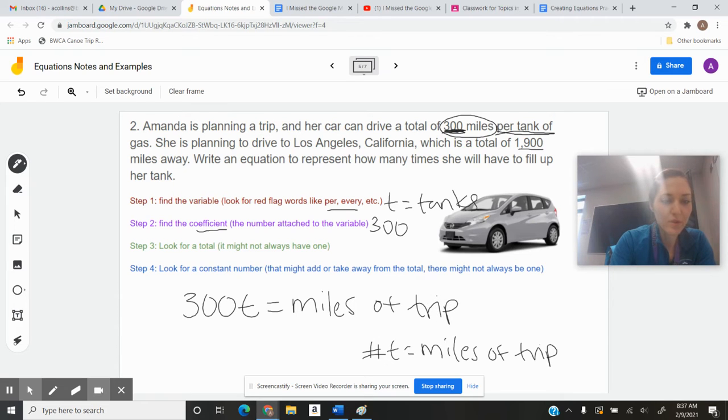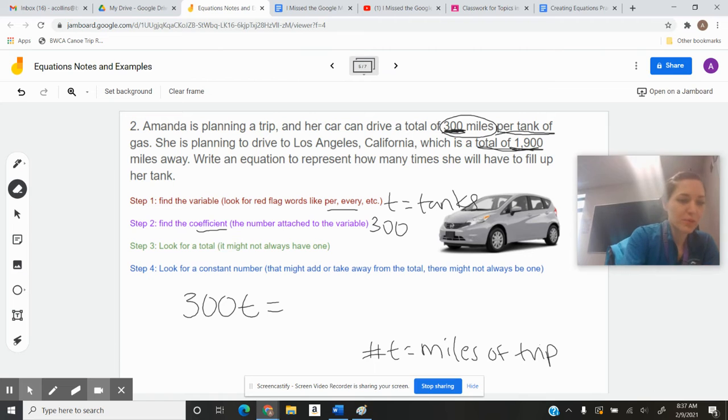Okay, so step 3, look for our total. Oh, we already kind of hinted towards that. I need to drive a total of 1,900 miles. So now that I know the number of miles that I need to travel for my trip, I'm going to erase it. Put this 1,900 miles in.